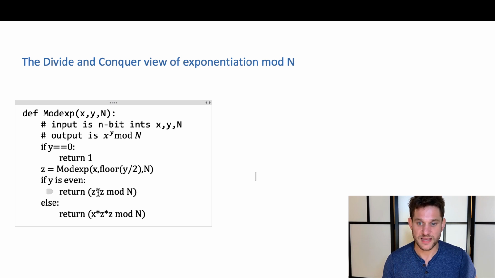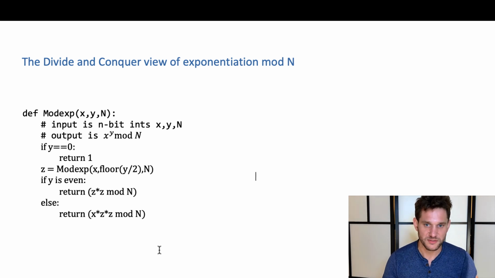It squares it if y is even, right? Because once you compute the exponentiation mod n, you have to get z squared because we reduced y by a factor of 2. And if y was odd, we actually have to multiply by x here, right? We have to get this x in here because we lopped off a 1 by rounding down from y over 2. So you can think about this and check to see why this is a correct algorithm, but it's worth doing on your own time. But I just want to focus on one thing, which is the running time of this algorithm.